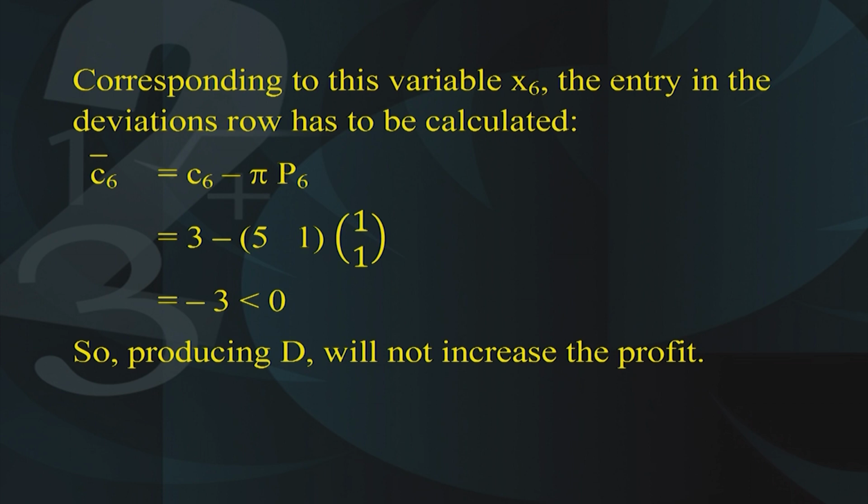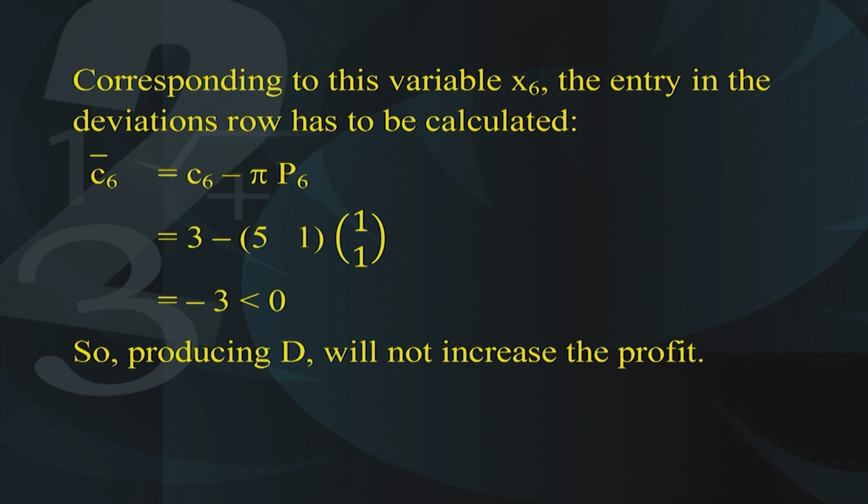Now, corresponding to the variable x6, the entry in the deviation row has to be calculated. All the other entries are already there except C6 bar. So, we will calculate C6 bar, which is given by C6 minus pi times P6. What is C6? C6 is 3. Why is it 3? It is given in the problem that the product D will have a profit of rupees 3 per unit.